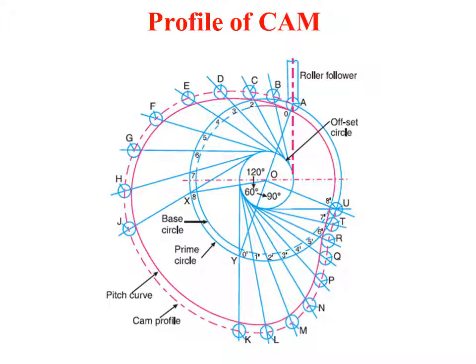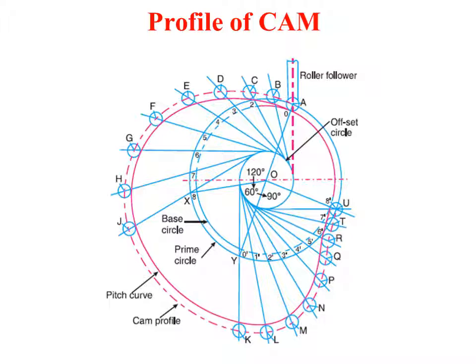So in the sketch a mistake has been made. The dotted curve is called the pitch curve. Once the pitch curve has been drawn, take B, C, D, E, F, etc., R, T, U, like that as the centers, and with the radius of the roller, that is 5 mm, draw circles through all these points. Draw a circle with all these as the center points, that is B, C, D, E.